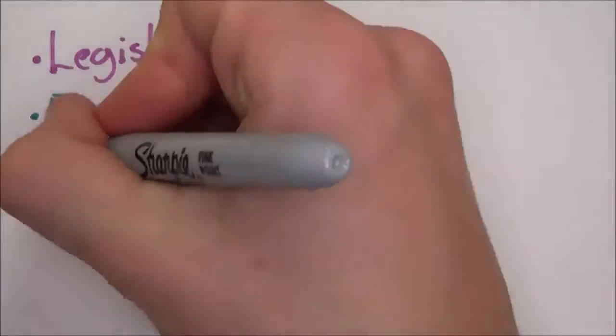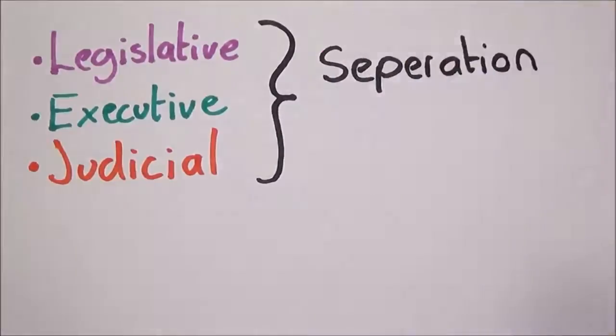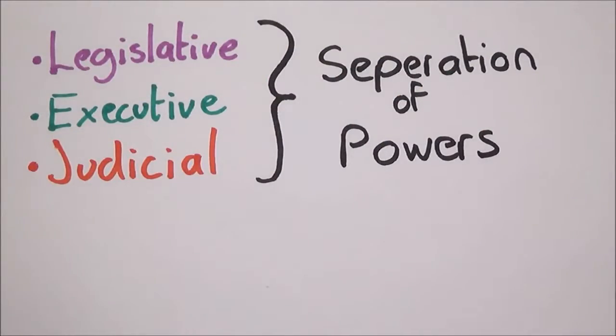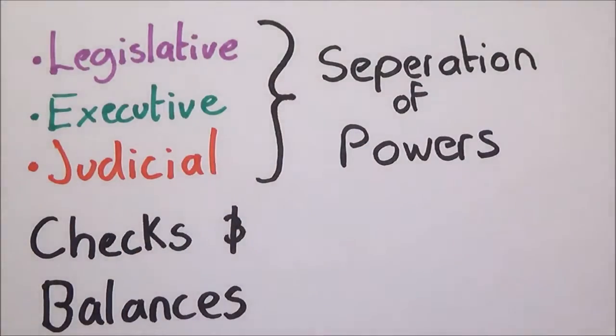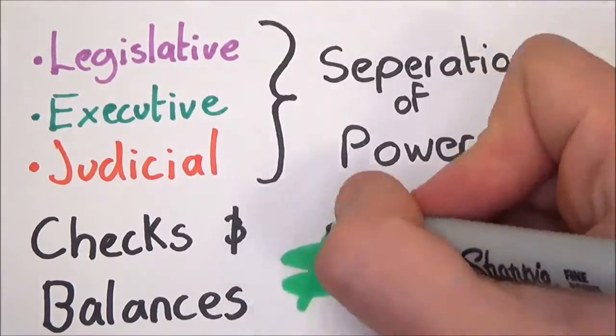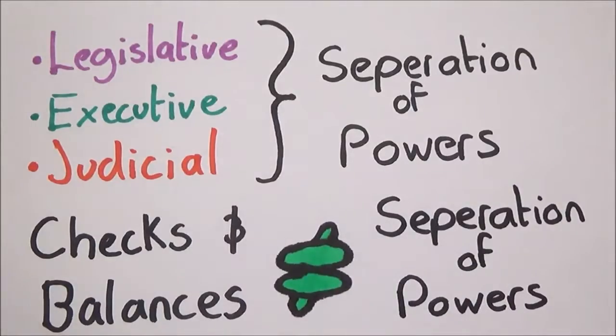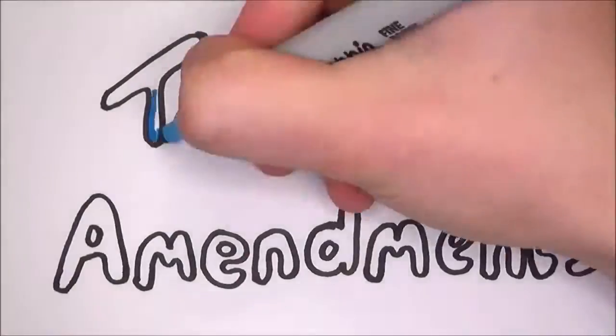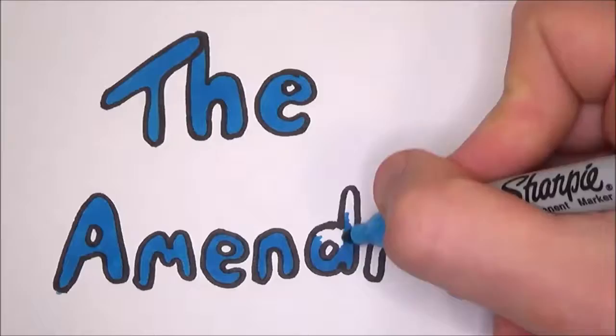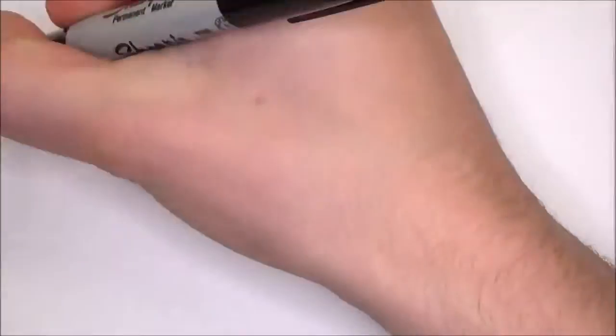Now, the first 3 articles together are known as the separation of powers. Then you also have the checks and balances, which involve the first 3 articles, but is all about how each branch regulate each other and make sure that no one branch ends up with more powers than they should. The amendments are probably the most important part of the Constitution for most people. They give rights to the people.